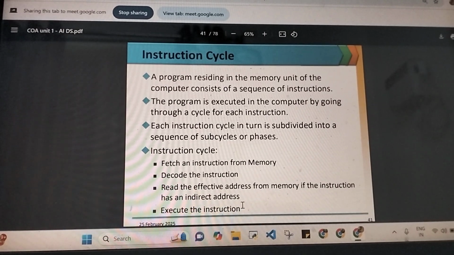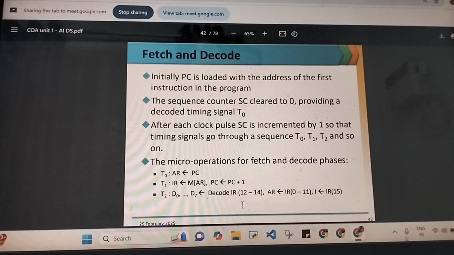So essentially it is the same set of processes which we looked at in a good amount of detail yesterday. The only thing is they are grouped into 4 main phases: fetch, decode, of which read is a substep, and then execute. In some cases you have a 5th step, which is write, where you have to write the output back into the main memory. So that is your instruction cycle, or instruction execution cycle.